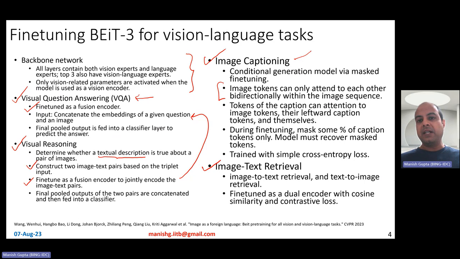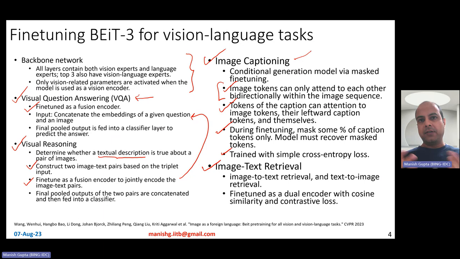Okay, that's one thing. The other thing is that it is also trained in an autoregressive manner for the text part, which basically means that image tokens can attend to each other bidirectionally within the image sequence. So for image tokens, there is no autoregressiveness, but for text tokens, there is autoregression. Right? So image tokens can attend to each other bidirectionally within the image sequence, but tokens of the caption can attend to image tokens and their left caption tokens and themselves. Okay, so essentially, therefore, on the text side, it is autoregressive in nature. During fine tuning, you do mask some percent of the caption tokens only. And then the idea is that the model must be fine tuned to recover those masked tokens based on all the image tokens or the previous non-masked text tokens. So that is that. And of course, you train it with cross entropy loss because you're trying to recover the masked tokens.